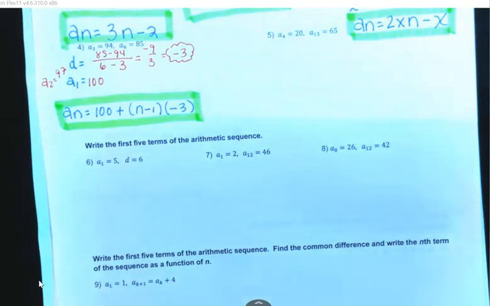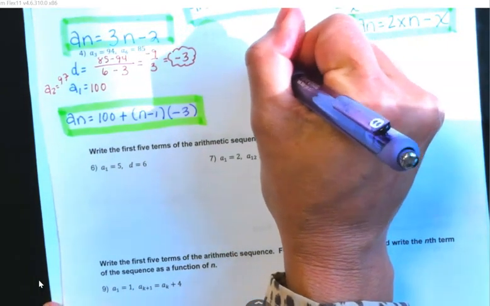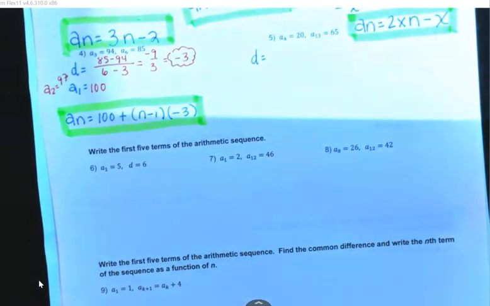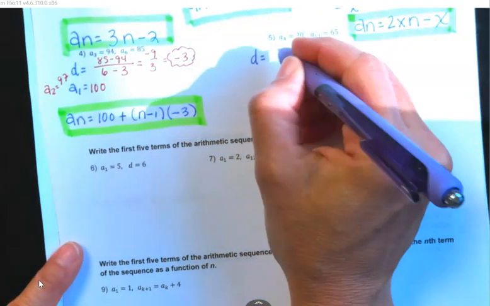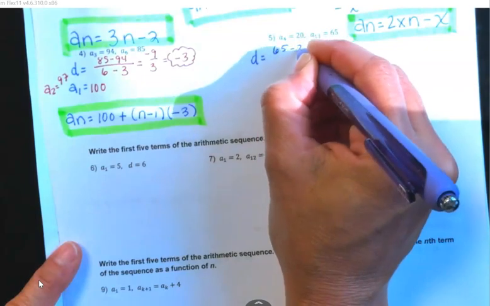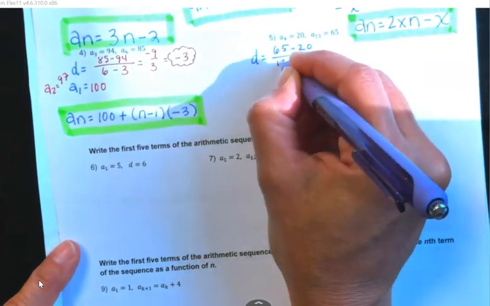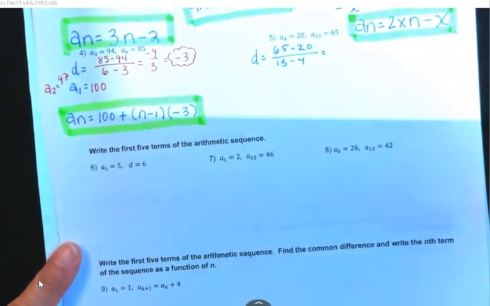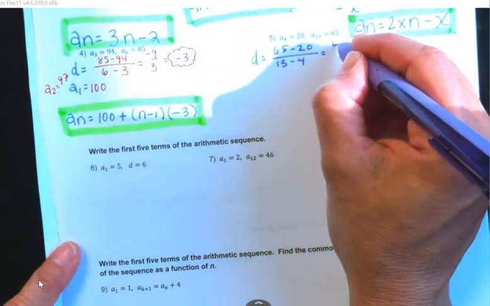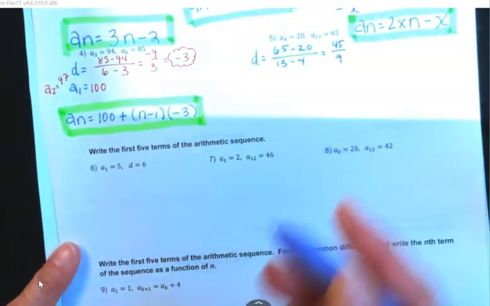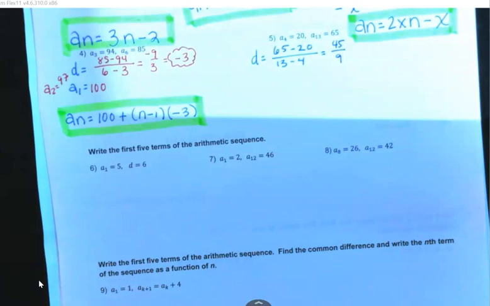All right, so I worked backwards on problem 4. I'm going to solve in problem 5. But before I try to find A, I got to find the difference. Remember, the difference is the slope flashback. So we're going to do 65 minus 20 over 13 minus 4. So that's going to be 45 over 9. So it's going to be just plain 5.